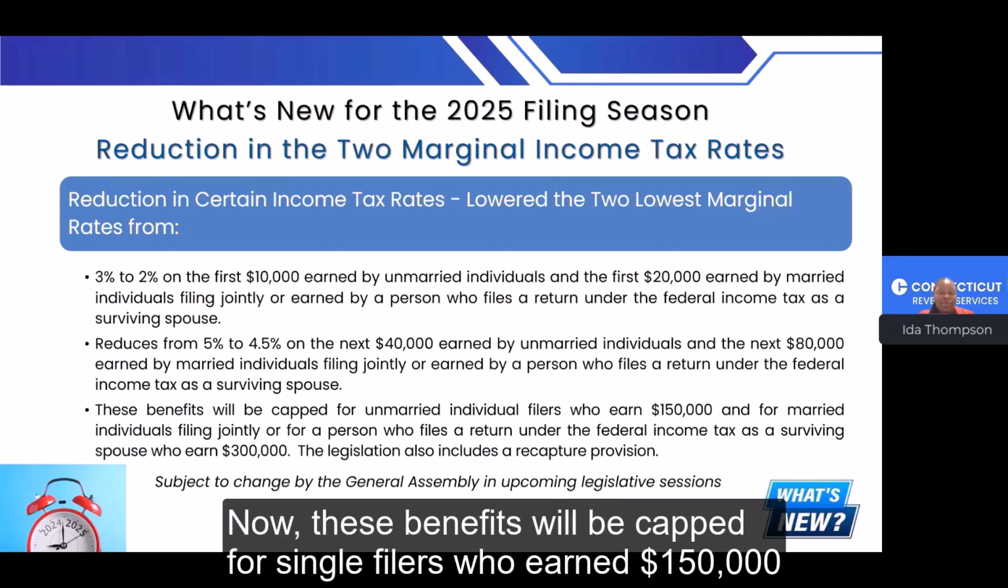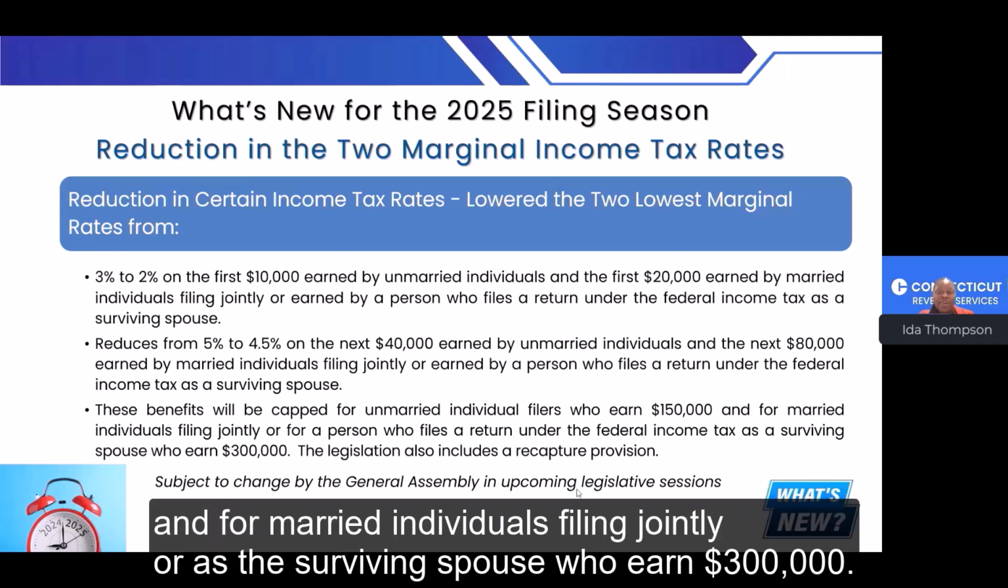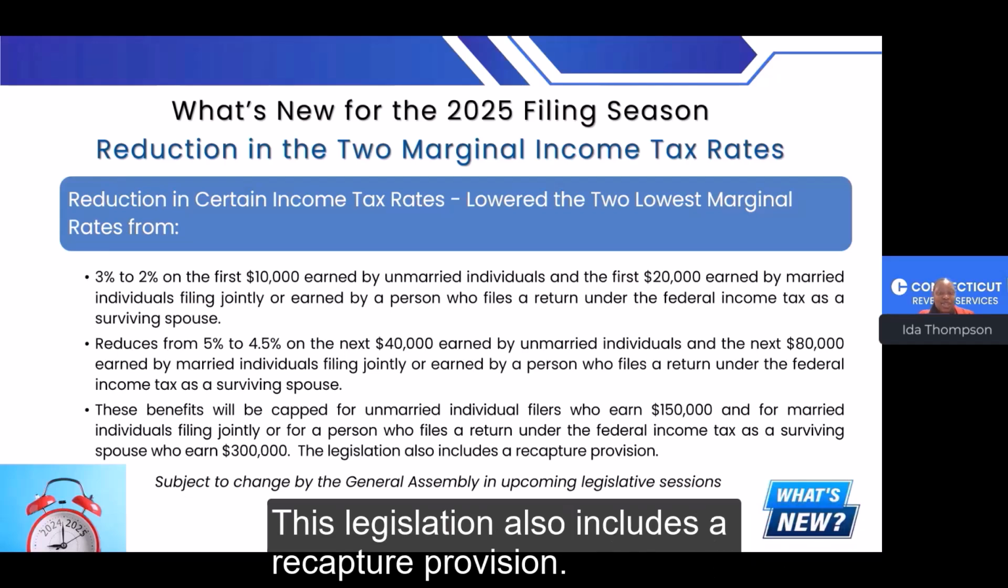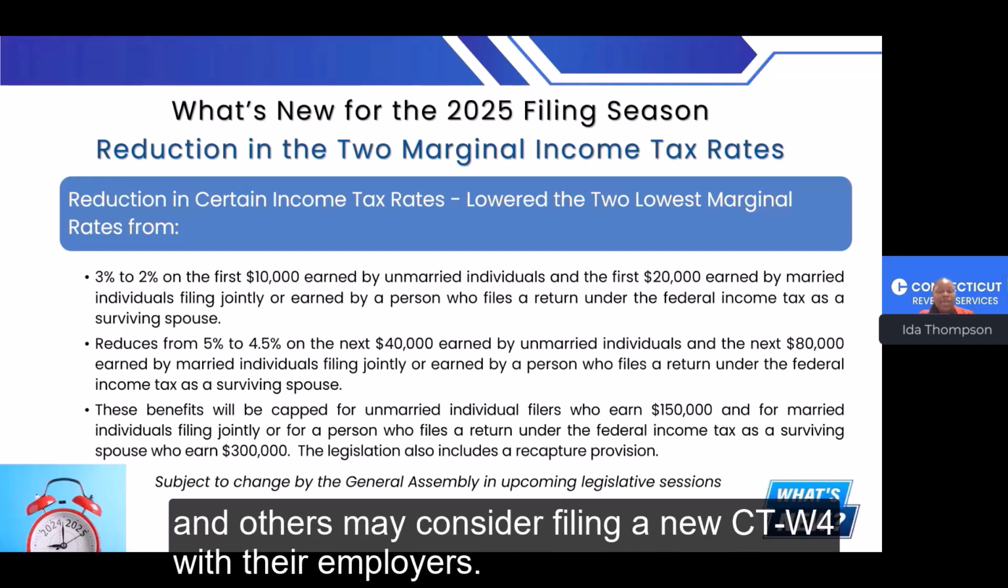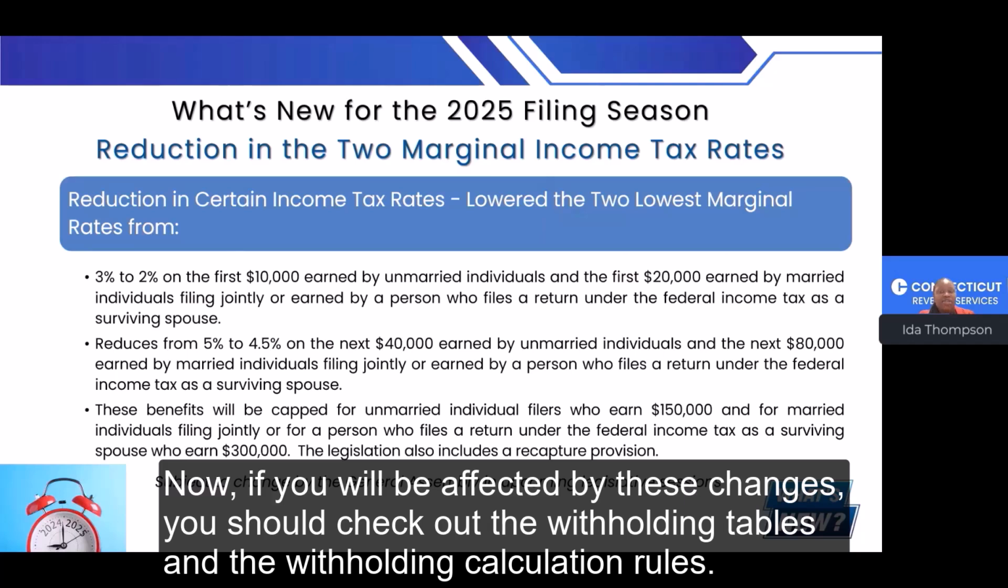Now, these benefits will be capped for single filers who earn $150,000 and for married individuals filing jointly or as a surviving spouse who earn $300,000. This legislation also includes a recapture provision. Now, taxpayers making estimated payments can review the calculations for their payments, and others may consider filing a new CT-W4 with their employers. Now, if you will be affected by these changes, you should check out the withholding tables and the withholding calculation rules.